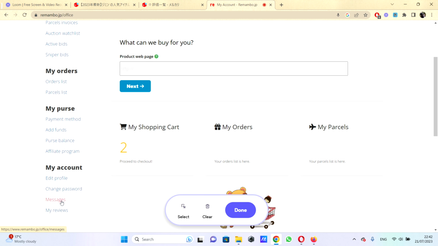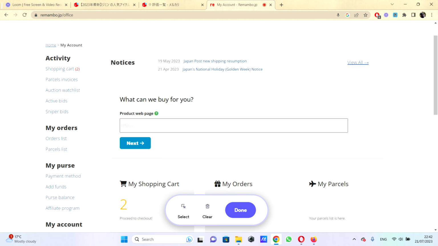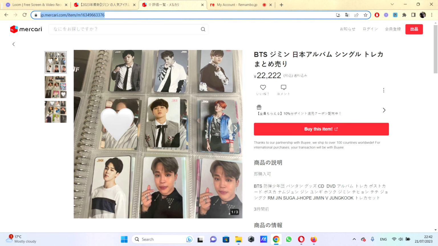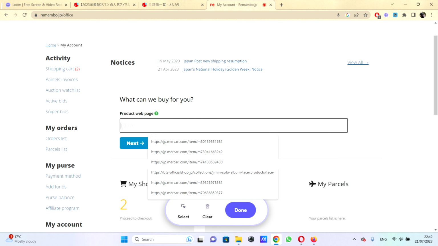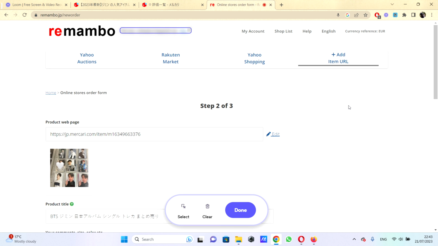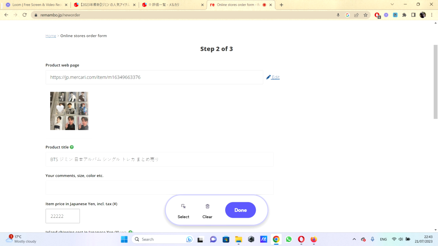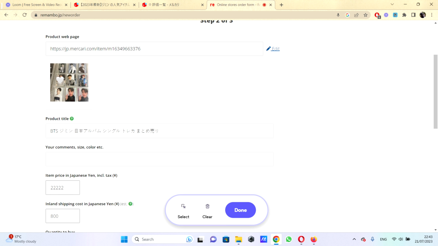So like I said, you can do it through the beginning page and put in the URL, but you can also do it here. So let me do it through here. What I would do is copy the link and put it in here. Then what comes up is step 2, which is the URL, and they put in the picture, and the product title is always automatic. In comments, you don't need to put anything because there is no comment to be made.